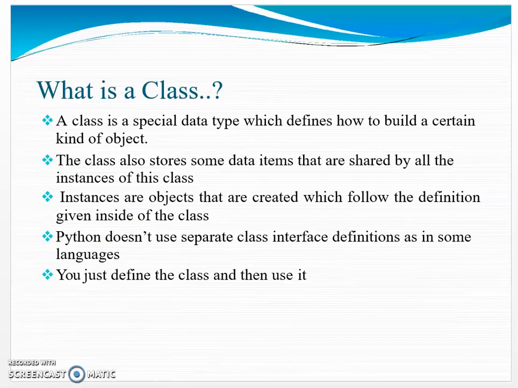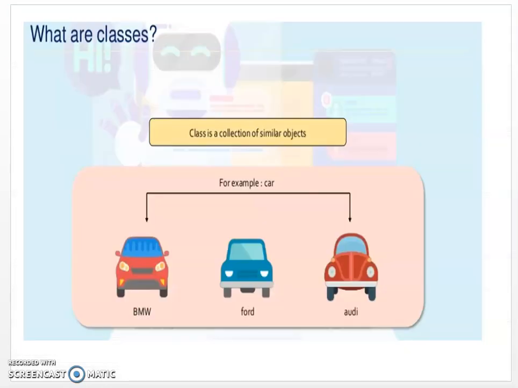A class is a special data type which defines how to build a certain kind of object, or we can say a class is a blueprint to create objects or instances. In a class, variables and functions can be put together, so they can be shared by all the instances of that particular class. So let us see an example. Here I have taken an example of car. Car is a class, and BMW, Ford, Audi are the objects of this car class.